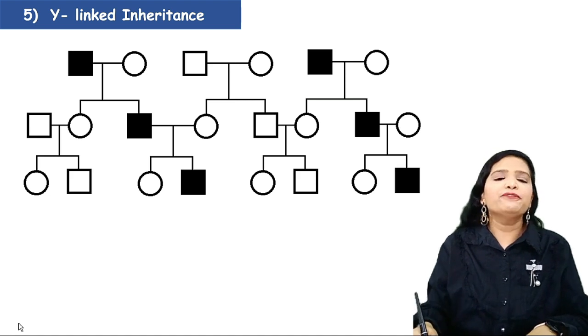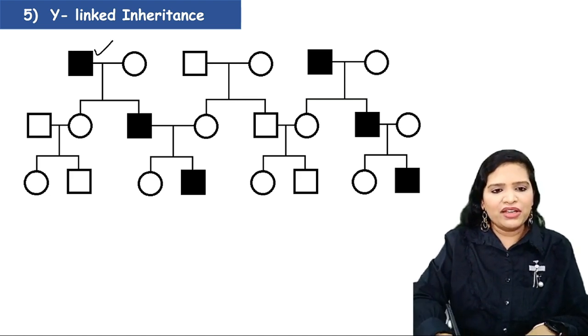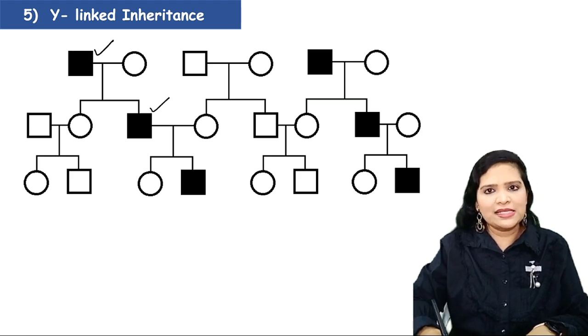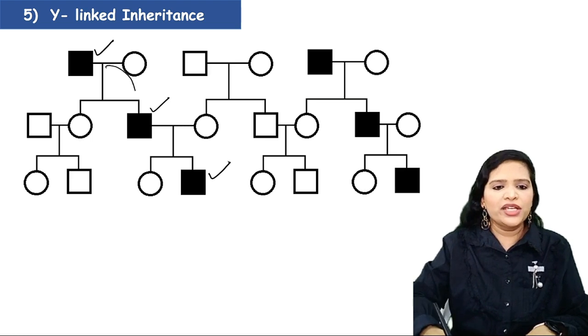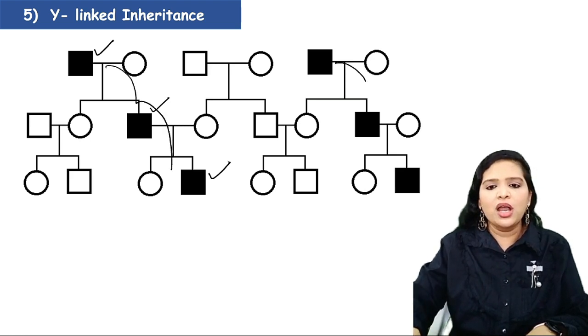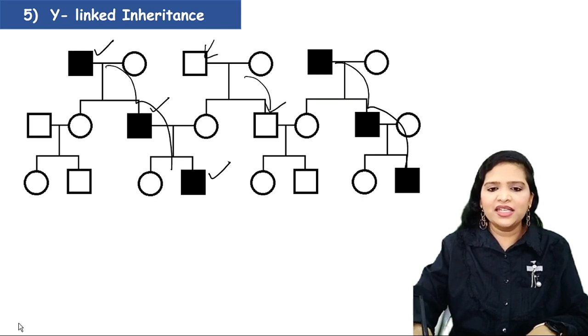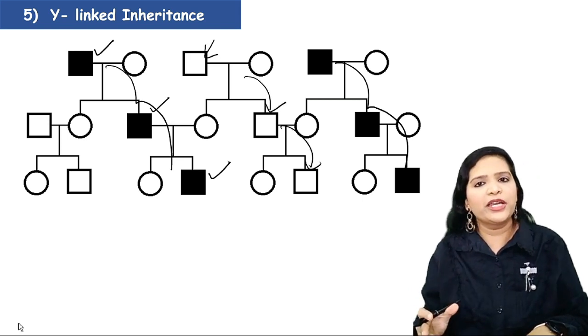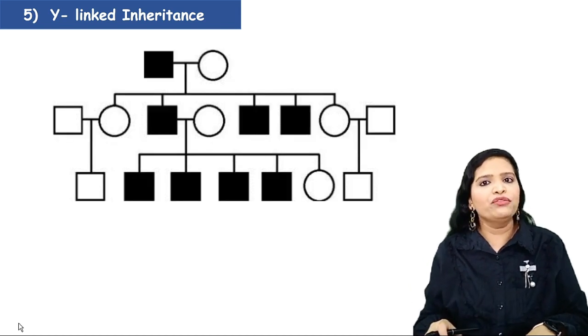Okay, so if you see the pedigree for this, you could easily identify. See here, the affected male passes this to the next son, then from his father to the son. So it goes generation after generation only among the males. If the father is not affected, then the disease or disorder won't spread to the next generation. Okay, so this is Y-linked type of inheritance.